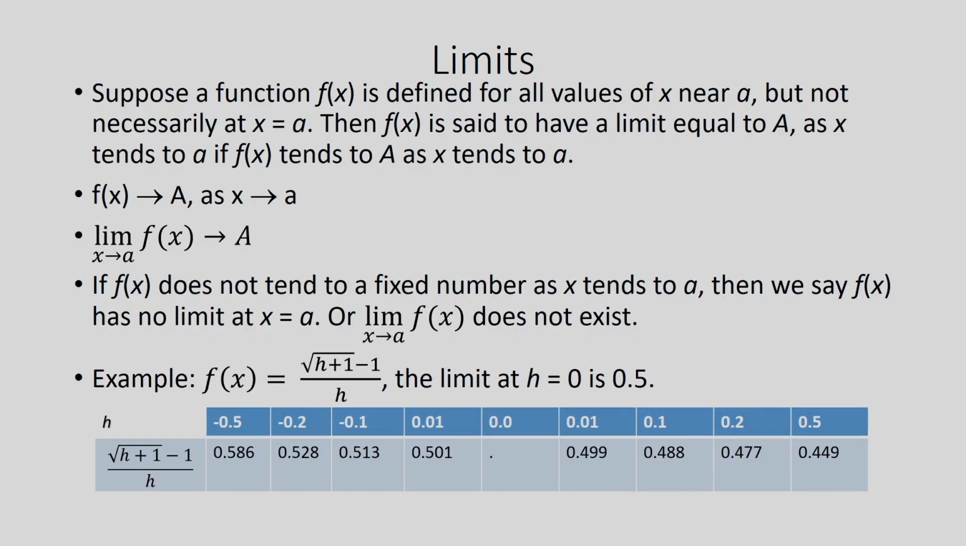So, here is the definition of the limit. Suppose a function f(x) is defined for all values of x near small a, but not necessarily at x equal to small a. Then f(x) is said to have a limit equal to capital A as x tends to a, if f(x) tends to capital A as small x tends to small a.